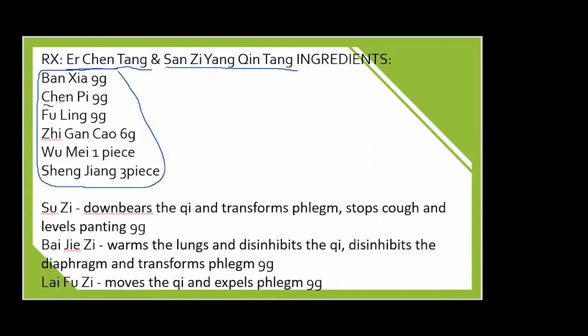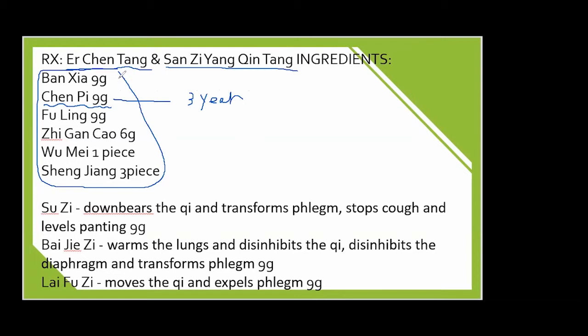Er Chen, we know, is Chen Pi. Chen here means old or aging. So Er Chen means Chen Pi is coming from origin pills. The older one gives a better result, at least over 3 years. The good result is to resolve phlegm.